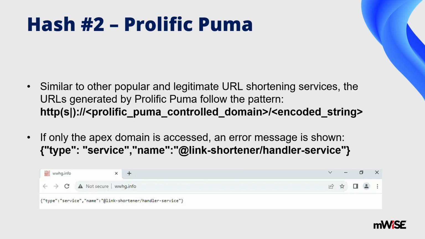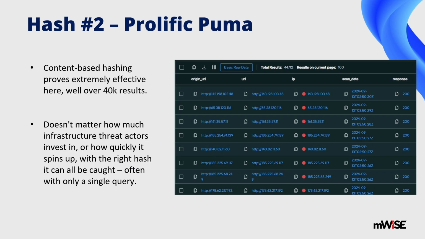And if only the Apex domain is accessed, then they get this handy little error page, and that's to help hide. So if you're not the intended target, you're not finding the infrastructure, so that you can report on it. For them, content-based hashing is extremely effective. Right now, it says 40,000 up there. We've got about 45,000 results roughly in that query.